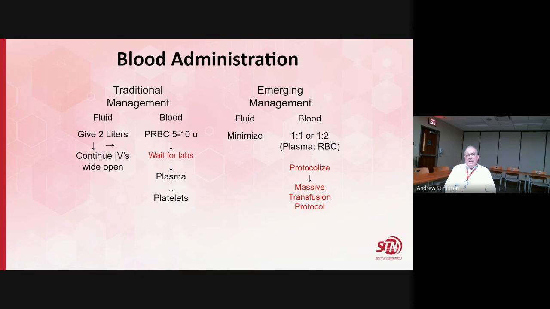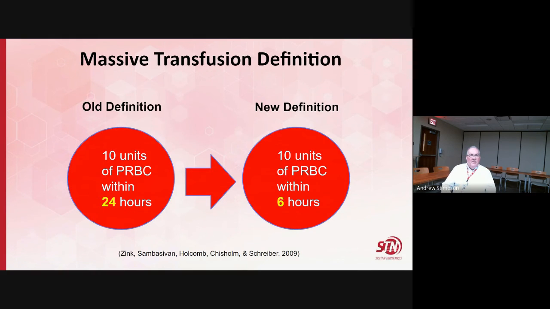For every 2 units of platelets, we want to give between 1 and 2 units of plasma, and the same with the red cells as well. So we try to do a 1-to-1-to-1 or a 1-to-1-to-2 ratio, and we've protocolized this with the massive transfusion protocol. This really has improved our ability to manage patients. So the old definition of MTP was 10 units within 24 hours. Now we go with 10 units within 6 hours.